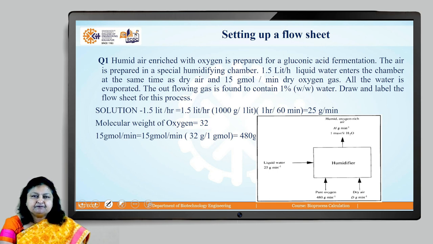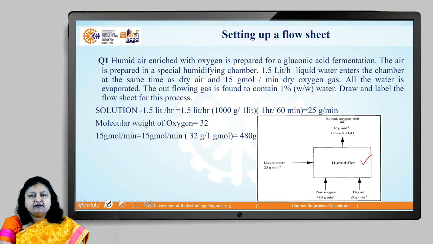We will discuss today how the flow sheet is set for any process. Here is one simple example based on humidification. Here humid air, enriched with oxygen, is prepared for a gluconic acid fermentation. The air is prepared in a humidifying chamber. Here the humidifying chamber is shown by this rectangle.